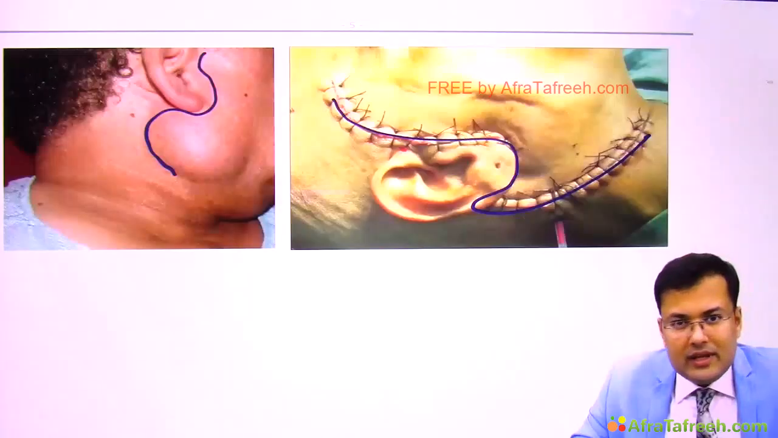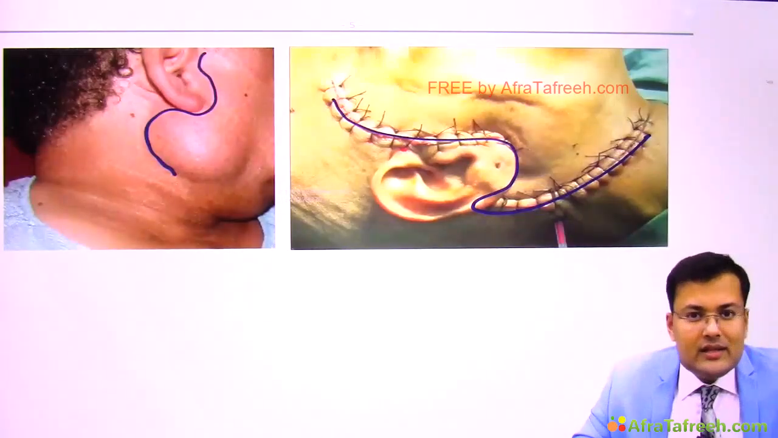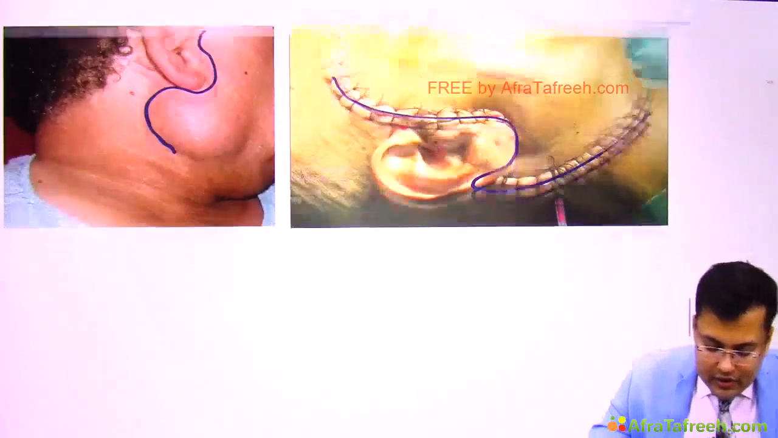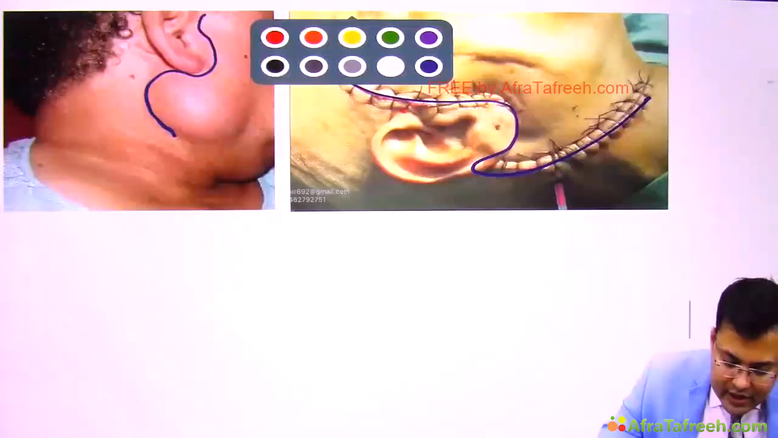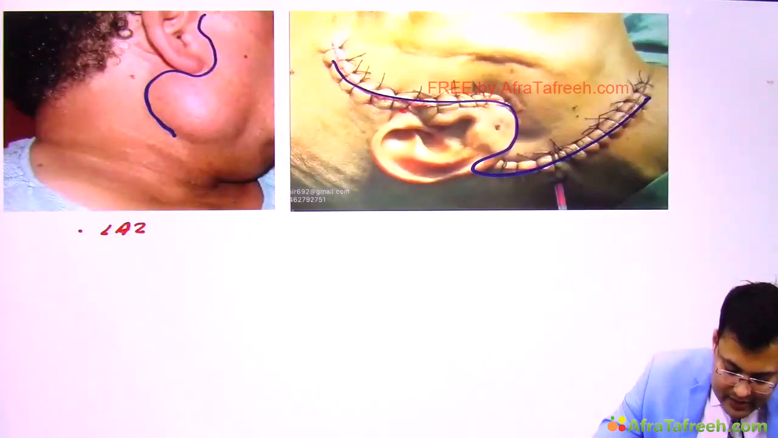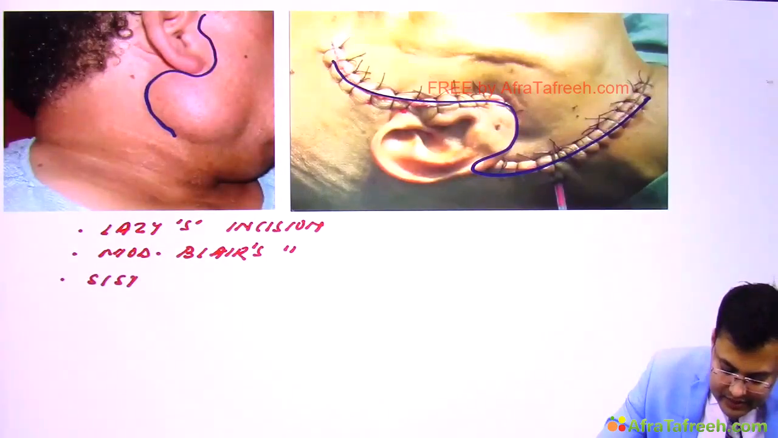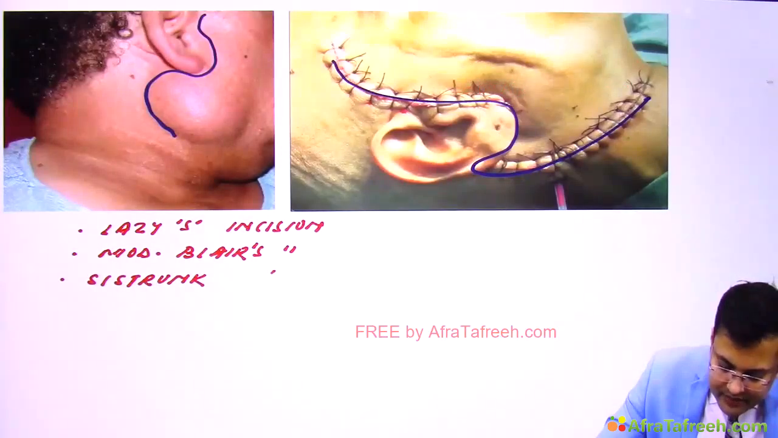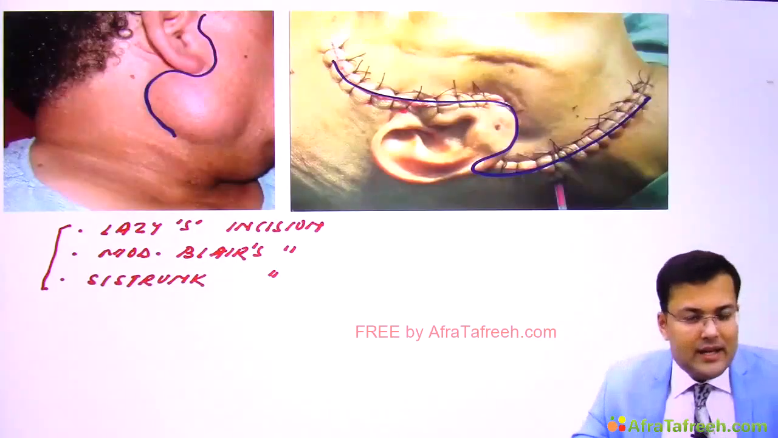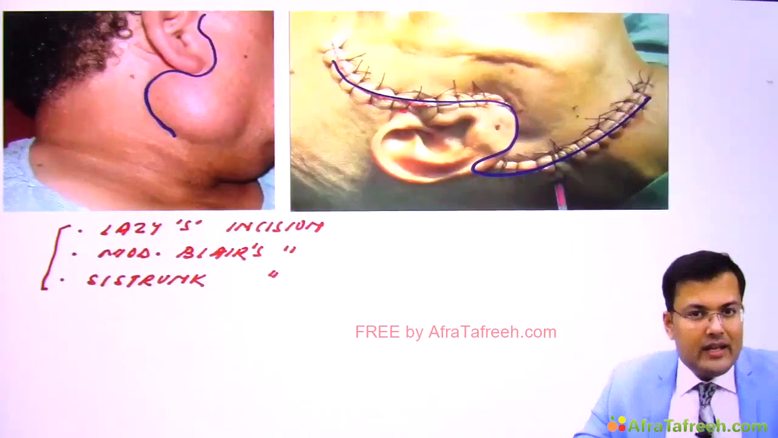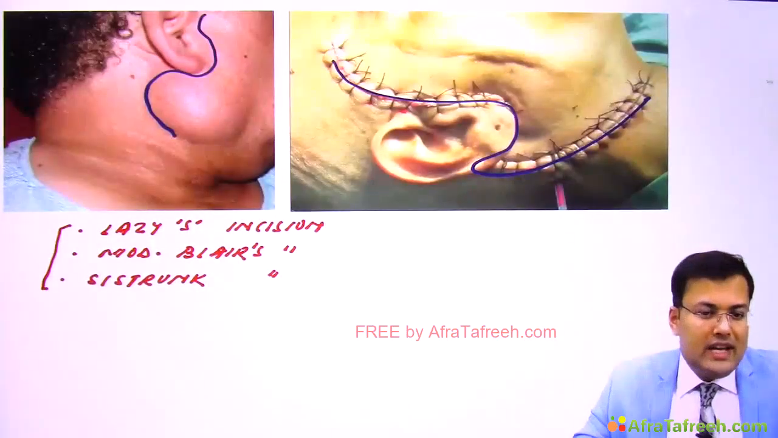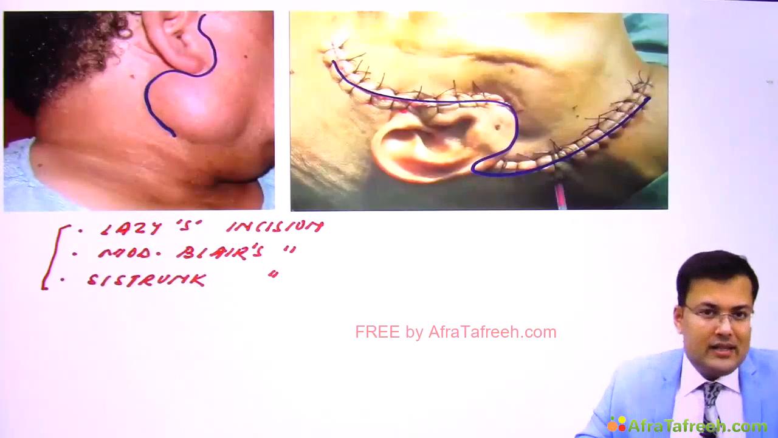There are other incisions. One is modified Blair's and third is the Cyst trunk incision. So the incisions used in parotidectomy are the lazy S incision, modified Blair's incision, and Cyst trunk incision. You have to remember. Clear? And sometimes they ask image based questions. They give these images and ask what is the name of this incision. So lazy S, modified Blair's, and Cyst trunk incision.